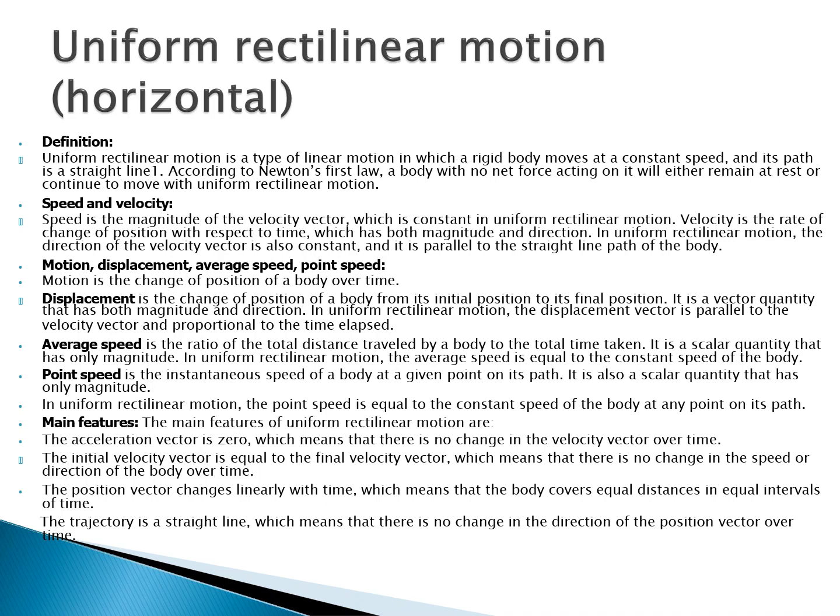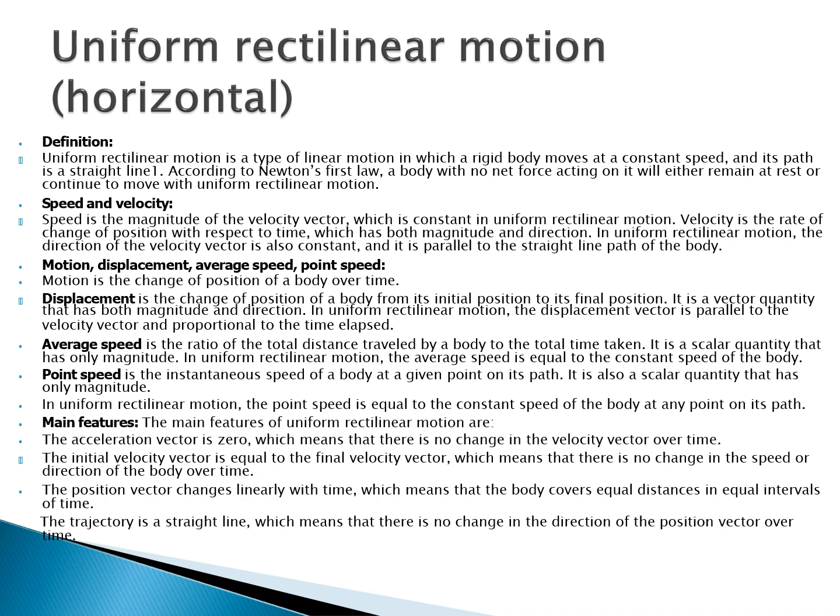Uniform rectilinear motion, horizontal. Uniform rectilinear motion is a type of linear motion in which a rigid body moves at constant speed, and its path is a straight line. According to Newton's first law, a body with no net force acting on it will either remain at rest or continue to move with uniform rectilinear motion.